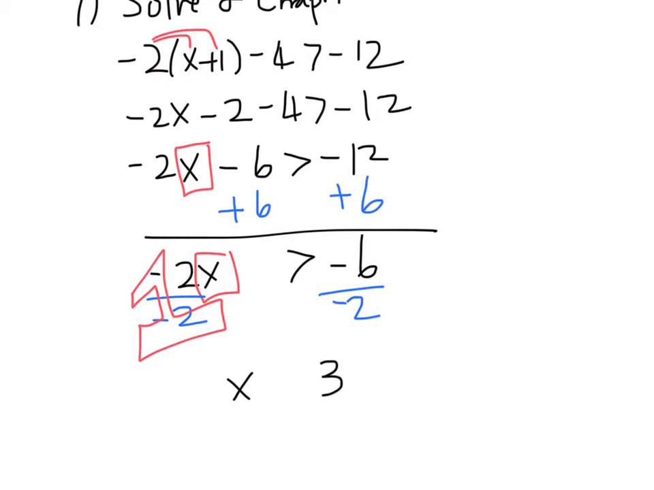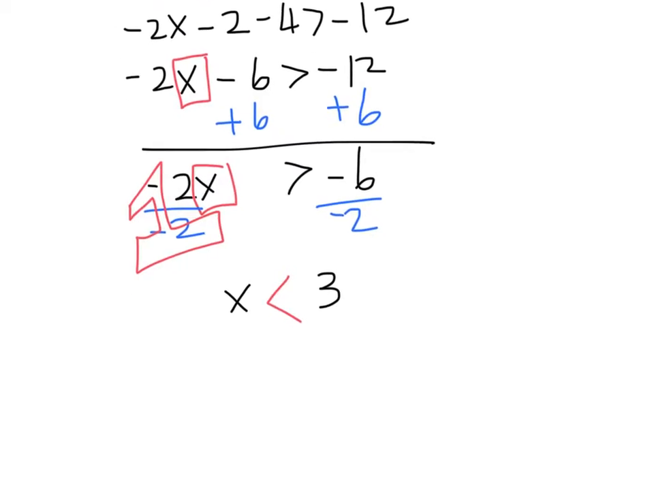And then of course, look at this symbol right here. You gotta switch that, right? Okay, don't forget that. So there you go. And now we gotta graph it, and that was a very simple one too. Just a line. Find the 3, open, and it has to go towards the left.